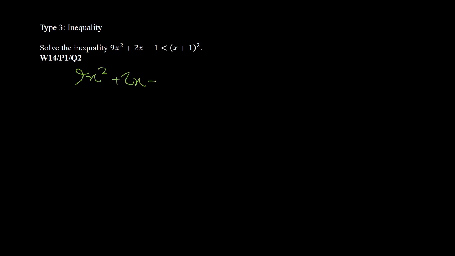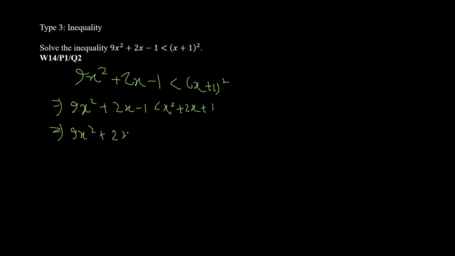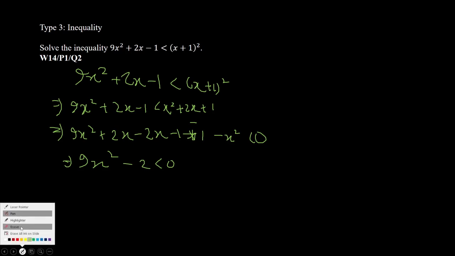So 9x square plus 2x minus 1 less than (x plus 1) whole square. So I can write this as 9x square plus 2x minus 1 less than x square plus 2x plus 1. And I can take this whole thing to the other side. So 9x square plus 2x minus 2x minus 1 minus 1 less than 0. I actually forgot to take this x square to the other side. So if we do that, minus x square less than 0, so it will be 8x square, not 9x square.